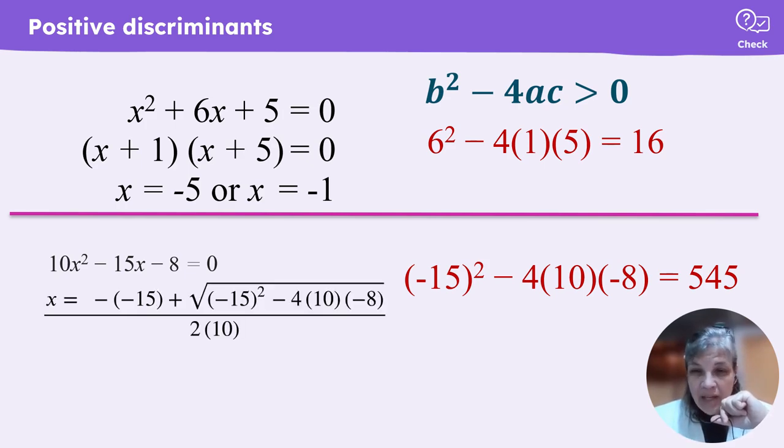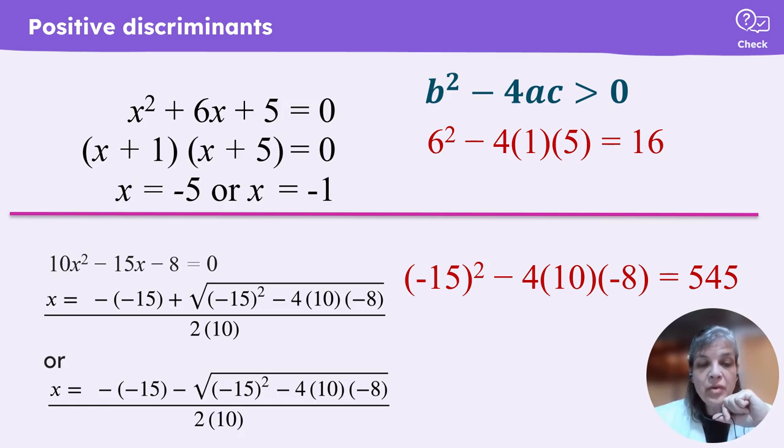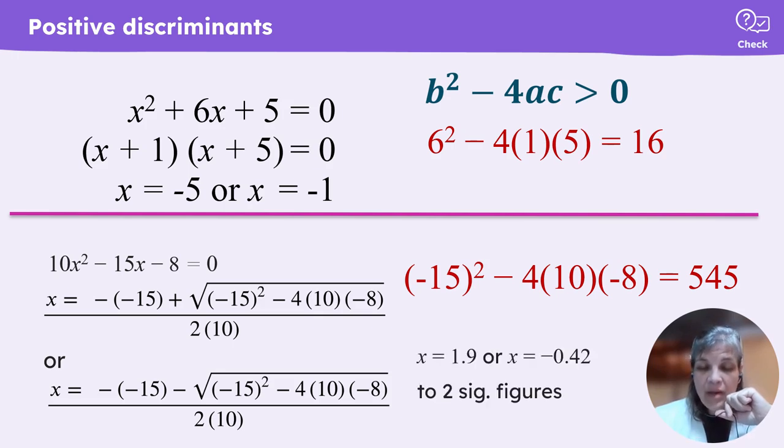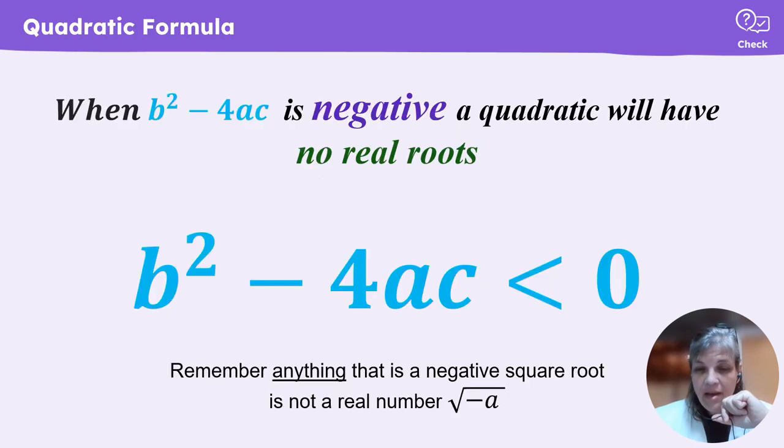But where would we get those two roots? We would get it by using the whole quadratic formula. And if you would punch the numbers in, you get, remember it's plus or minus the square root, so you get a positive square root, you get a negative square root, and both of these will lead to a real answer that x could be 1.9 or x could be negative 0.42, rounded to two significant figures. So that is one situation when we have a positive discriminant.